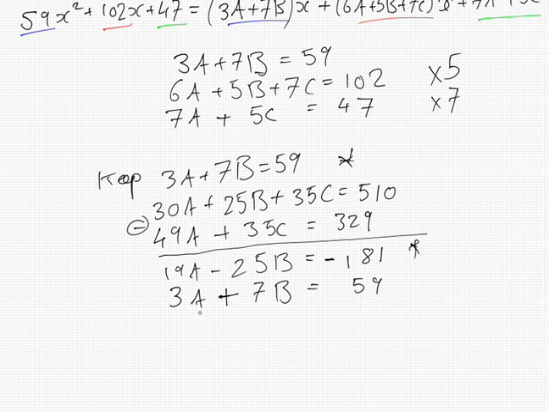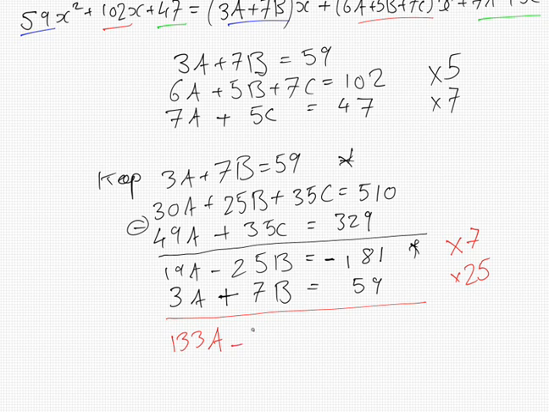Okay, so let's see. I don't think there's going to be any small number here. It's going to have to be a large one, isn't it? Multiply this by 7 and multiply this by 25. Alright, 19 times 7? What's that? 5, 6, 7, oh, what is it? 133.